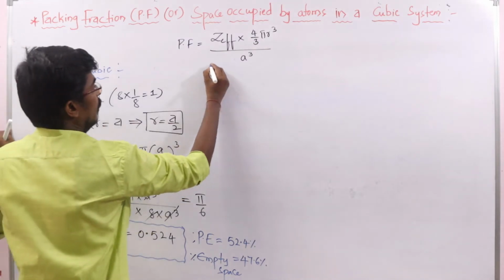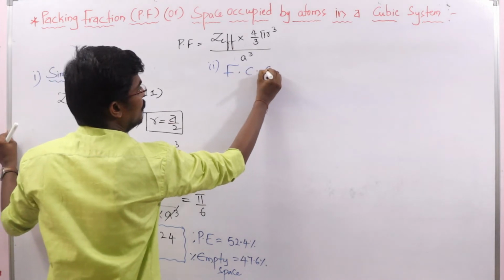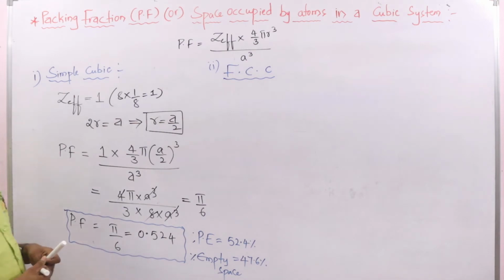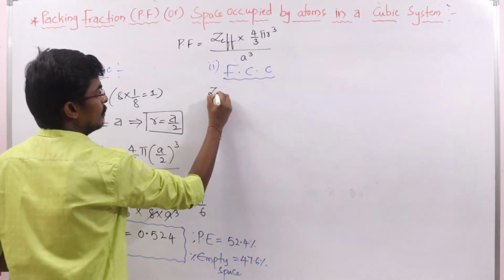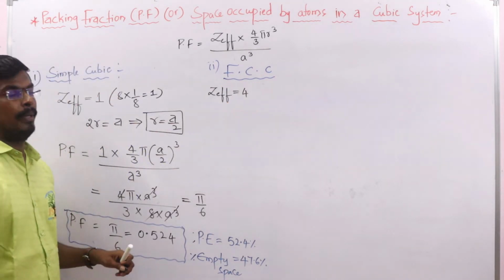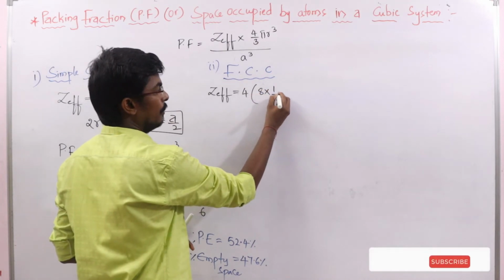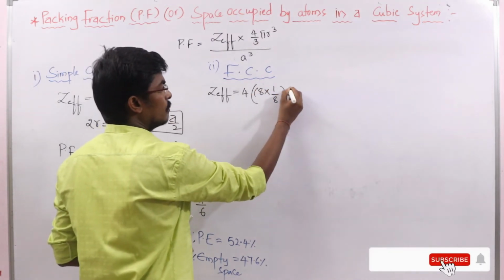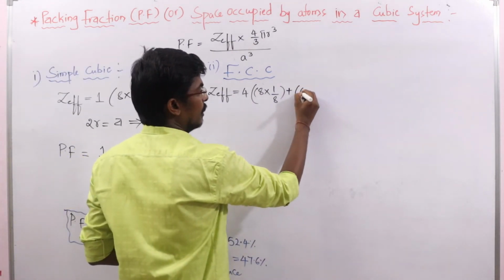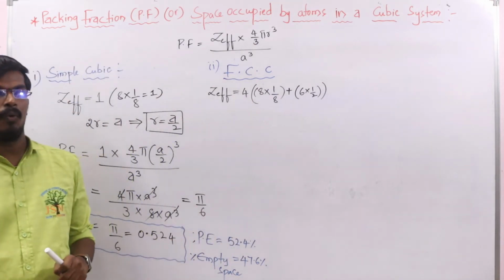Okay, now let us take face centered cubic, FCC. For this you already know that Z effective is equal to how much? 4. So why? In face centered cubic the lattice points are located at the corners, each corner contribution is 1 by 8, and also the lattice points are located at 6 face centers, each contribution is 1 by 2. So that's why the Z effective is equal to 4.